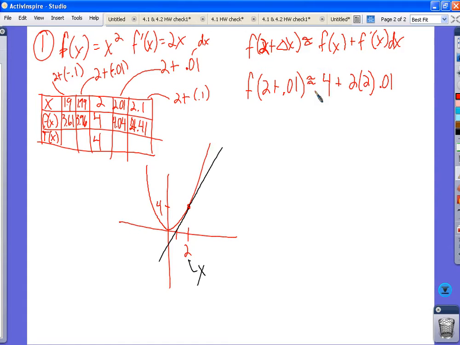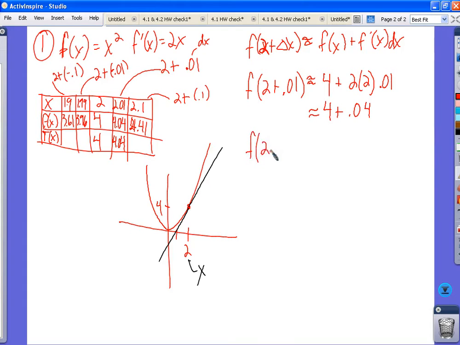We're going to add a little bit of a difference and see what our approximation is. So we should have approximately 4 plus 4 times 0.01, so that's 0.04. So what do we get for our approximation to 2 decimal places? 4.04. So if all we care about is 2 decimal places, apparently for a delta x of 0.01, the tangent line is close enough.